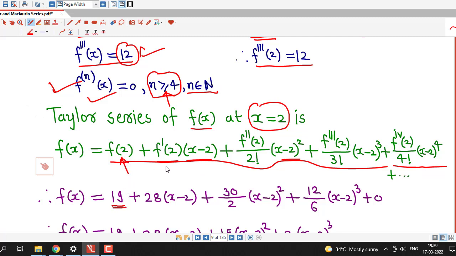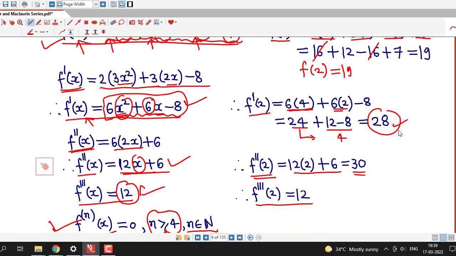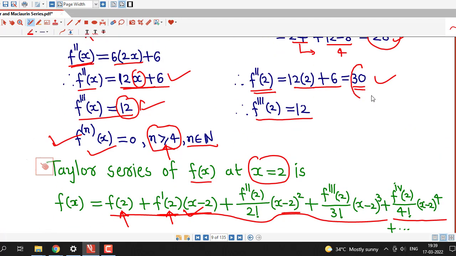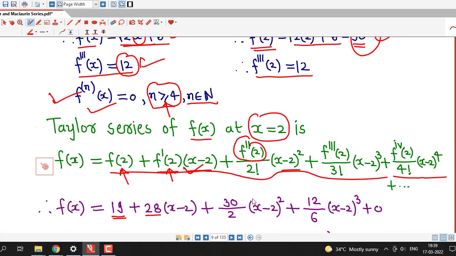The value of the function at 2 is 19, and f dash 2 is 28, so we write 28 into (x minus 2). The second derivative at 2 is 30, so we put 30 divided by 2 factorial, which is 2, into (x minus 2) square, plus the third derivative at x equal to 2, which is 12, divided by 3 factorial, which is 6, into (x minus 2) raised to 3. And then all the terms after this term will be 0.